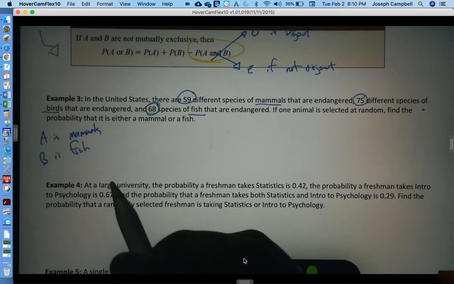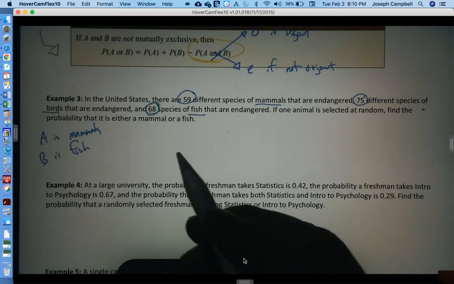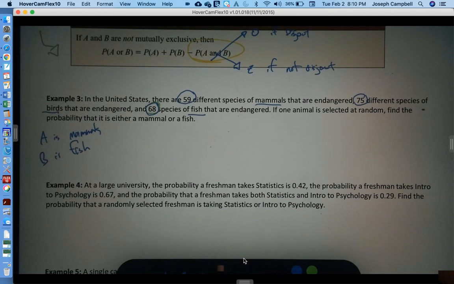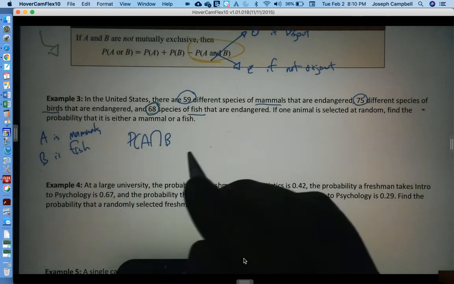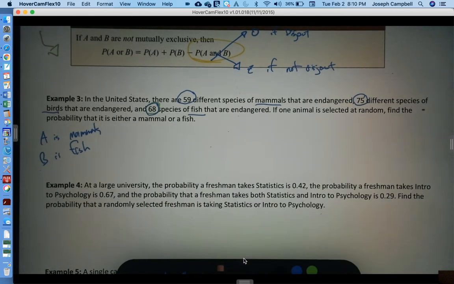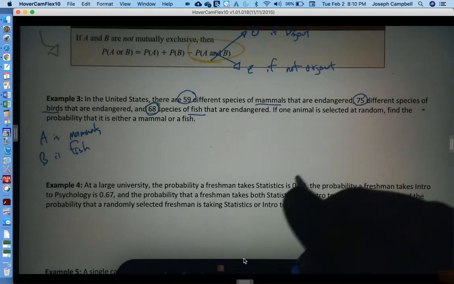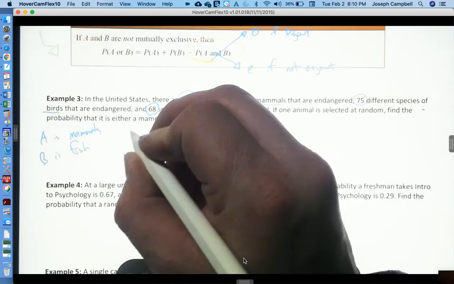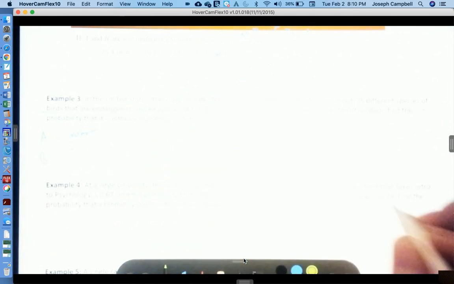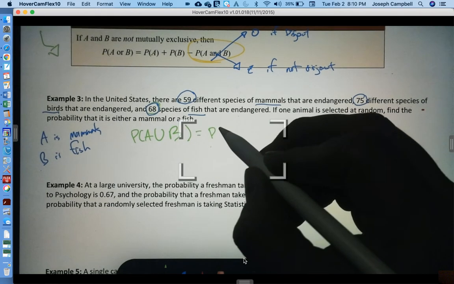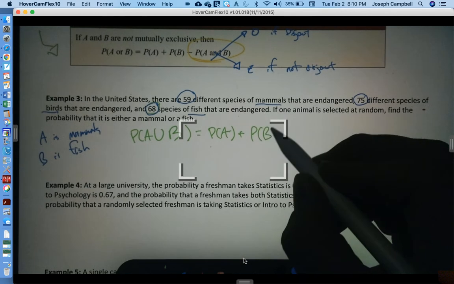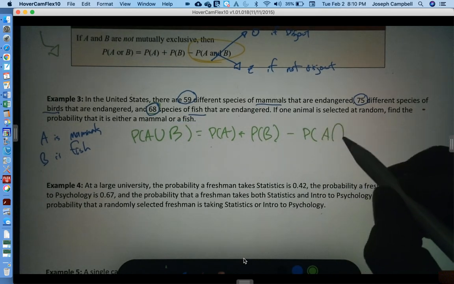So, is there an intersection here? What is the probability of A and B? You know what, let's not even think about that. Let's just write the equation. I don't know why this thing doesn't want to do the tap function anymore. Okay, so the probability of A or B. I don't know why it keeps getting really bright on me. Sorry about that. Okay, equal to the probability of A plus the probability of B minus the intersection of A and B.